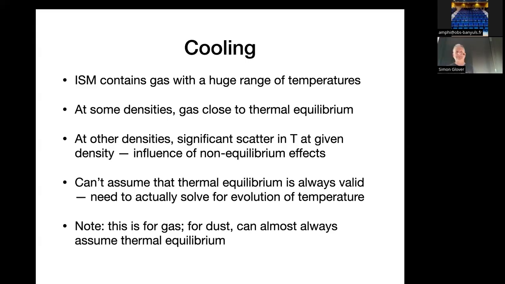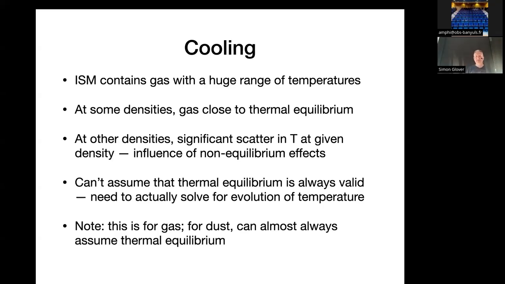Okay, so the next physical ingredient I want to talk about is cooling. Strictly speaking, cooling and heating, but we're mostly going to talk about cooling. Now, we know that the ISM contains gas with a huge range of temperatures. There's this common idea of splitting it up into thermal phases: the molecular gas, the CNM, WNM, the hot ionized medium. And together, these things span 6, 7 orders of magnitude in temperature.